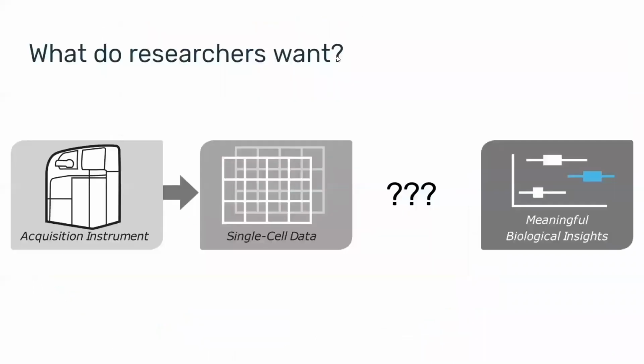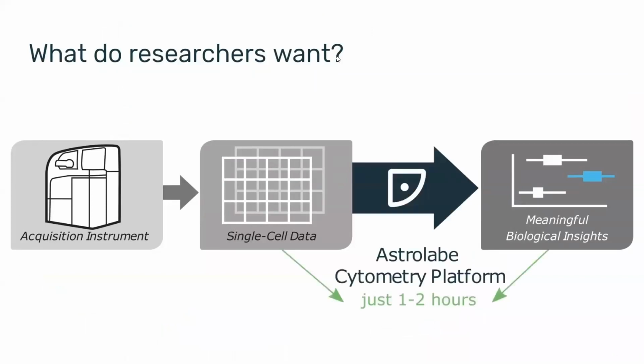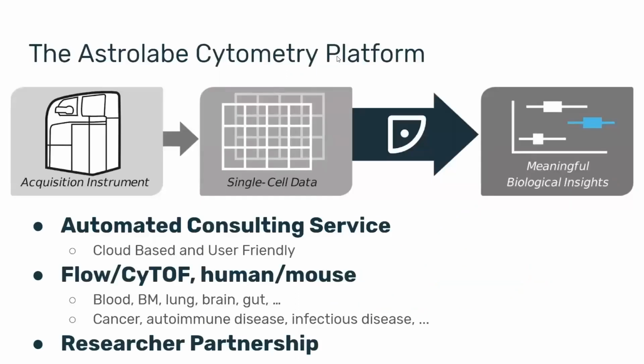From my perspective, what researchers want is some way to take their single cell data and convert it into meaningful biological insights. And what we offer at Astrolabe is an online platform that lets you take care of the mechanics of single cell analysis in just a couple of hours. So Astrolabe is an automated consulting service where you as the researcher can upload your data to the cloud, set up the experiment design the same way you would with a bioinformatician, and then the platform kicks in, takes care of the analysis, and offers you the results through a user-friendly interface.